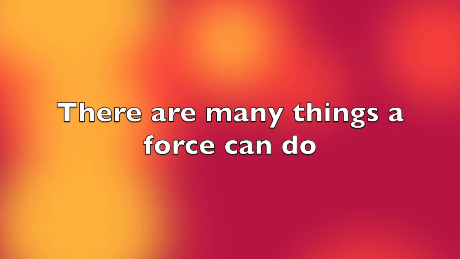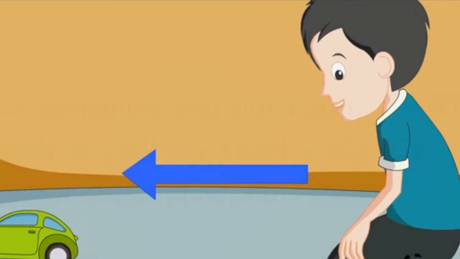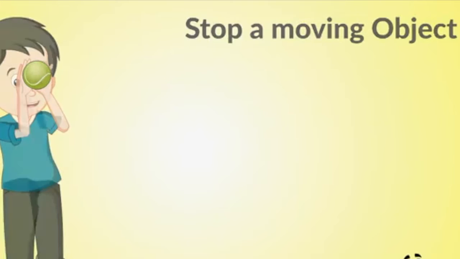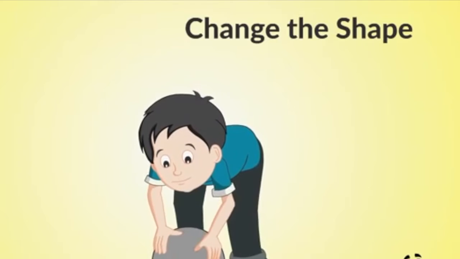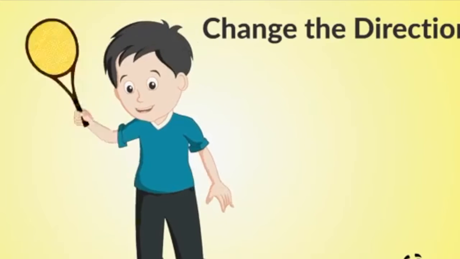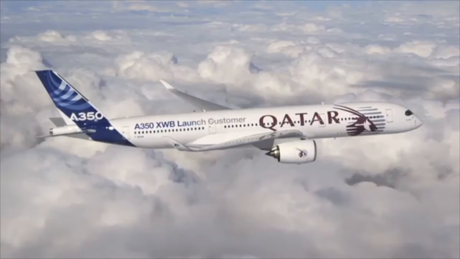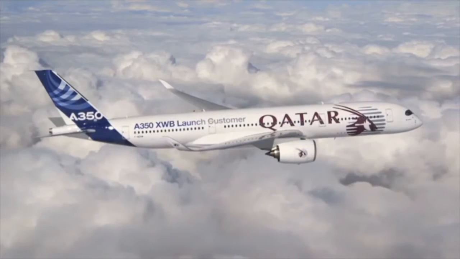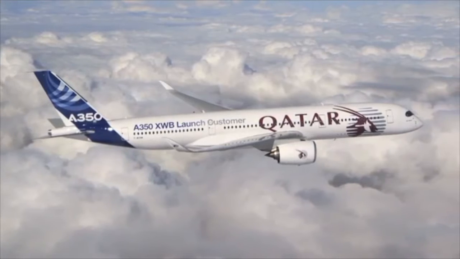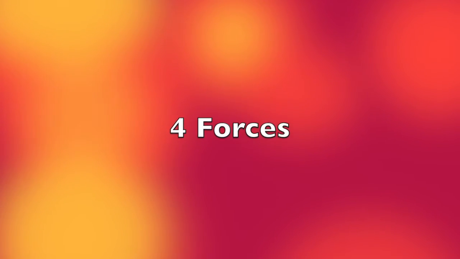There are many things that a force can do. A force can make an object move. It can stop a moving object, like when you catch a ball. It can change the shape of an object, like when you make something out of Play-Doh, or even change the direction of the object, like when you hit a ball that's coming towards you with a tennis racket. In the same way as you pushing or pulling on a cart makes the cart move, there are different forces that make things fly. There are four main forces that affect flight.